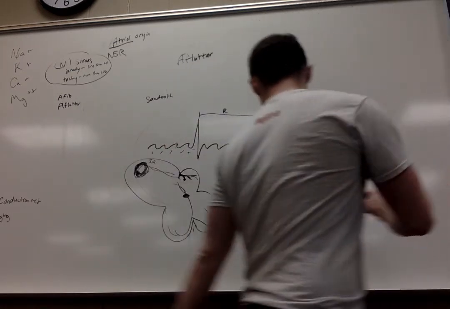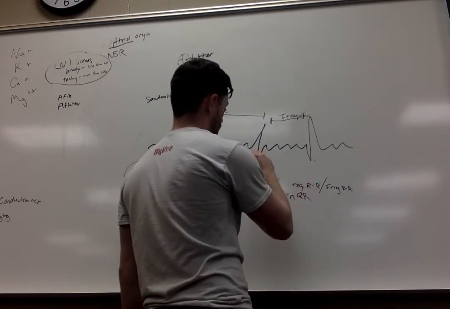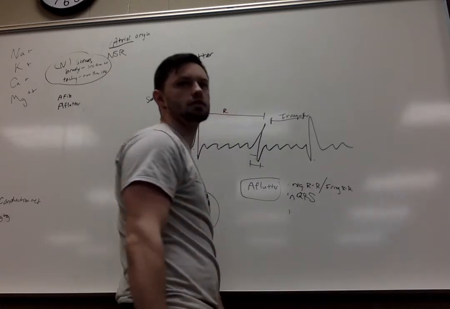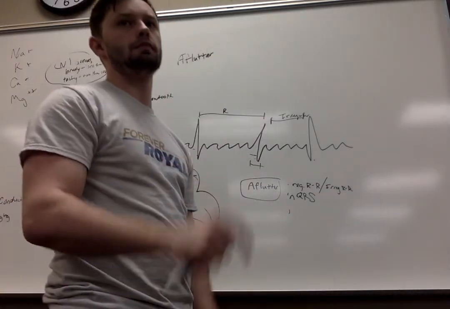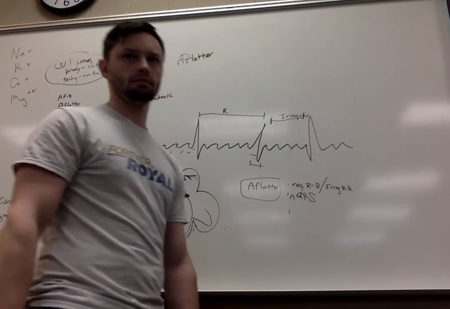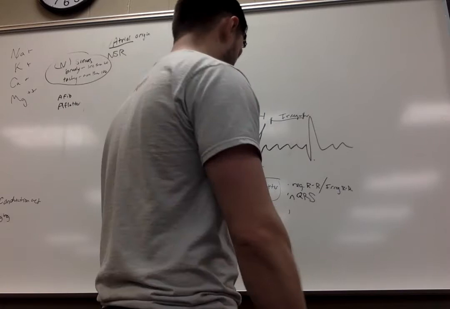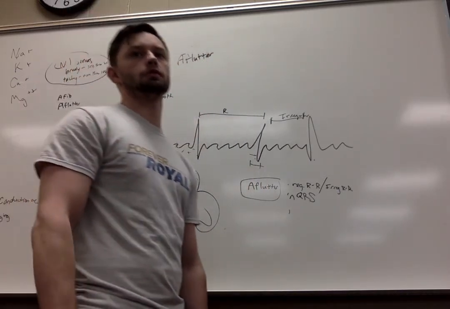You can have a normal QRS. Ashley, what's normal QRS limits? Normal QRS limits. P waves, oh, the time? 12 to 20. That's PR. 0.08 to 0.12. Oh, yeah. That's QRS.